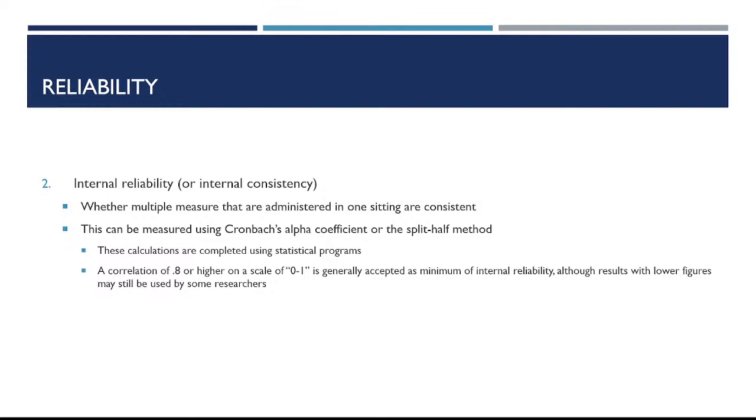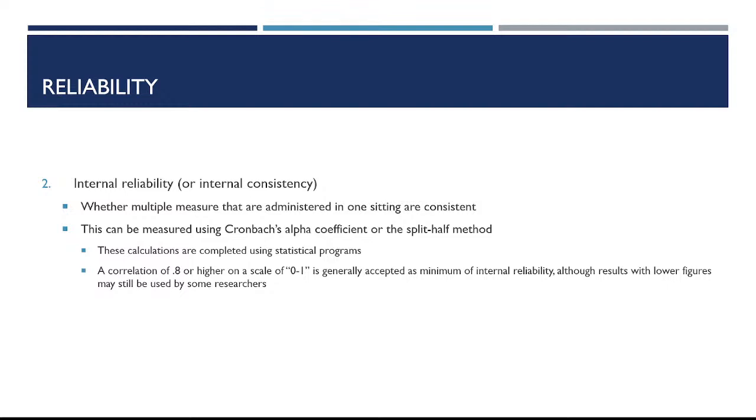Yeah, so internal reliability or consistency: whether multiple measures that are administered in one sitting are consistent, right? So within a kind of limited scope, whether you're getting consistent results. I wouldn't worry too much about this, right? But when you're doing some of the fancy stats to check for reliability, you could use Cronbach's alpha coefficient or the split half method to do the calculations. Right now, in a lot of cases, you don't even really need to know what those are because it's built into SPSS. So you can just menu select Cronbach's alpha coefficient and boom, there you go.